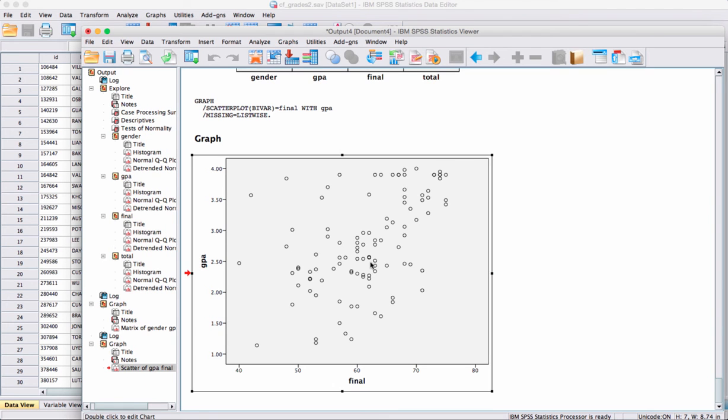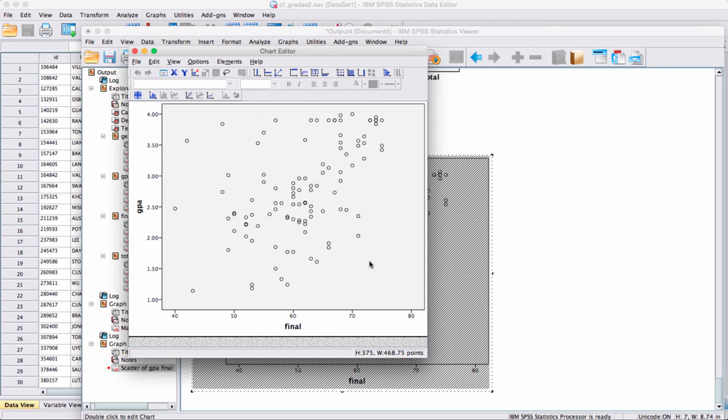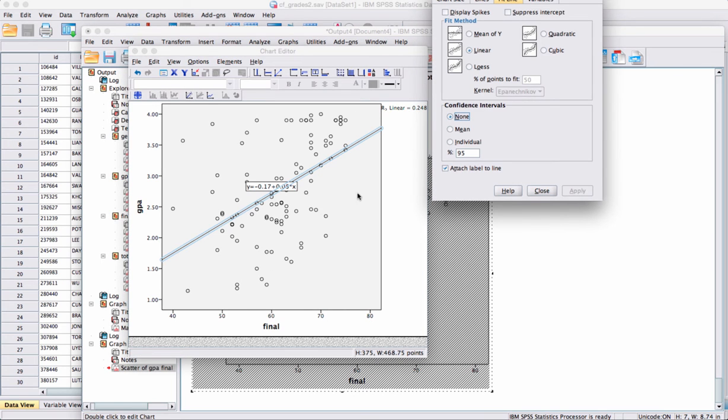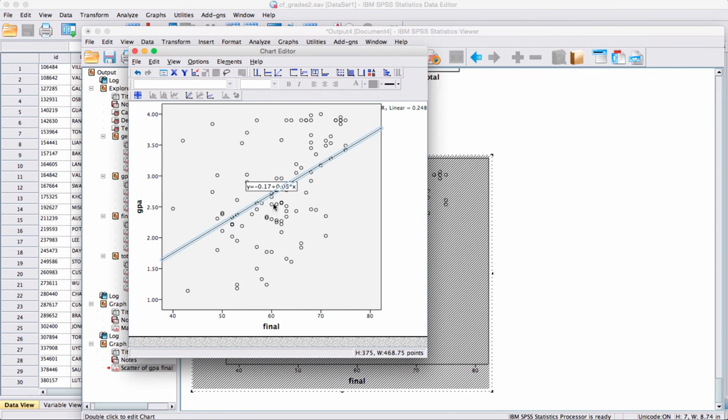We can even fit a line through that by double clicking in the middle, and I can click on this and then I can add my line that fits the data. This is not something you have to do, but it's something you can do.